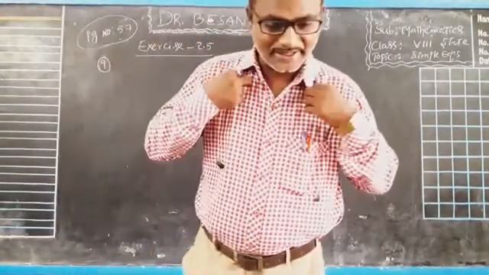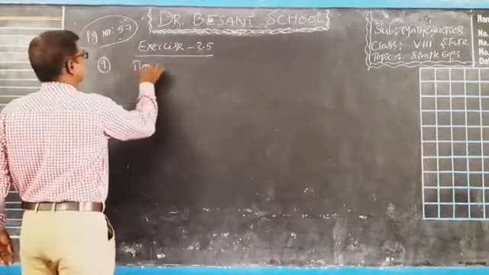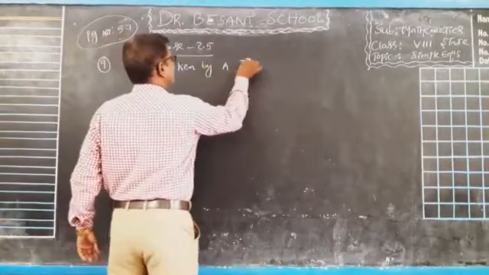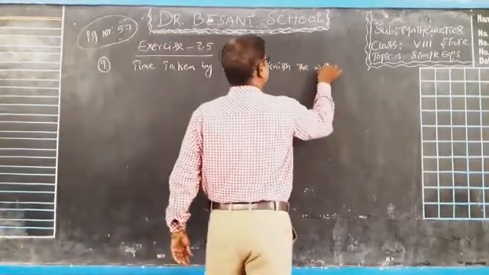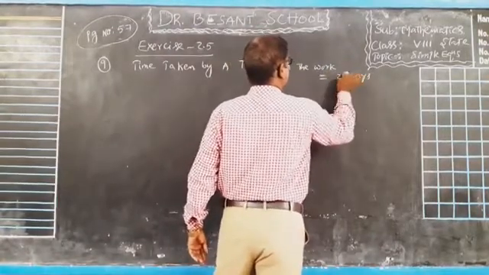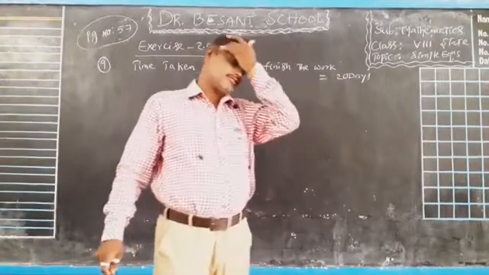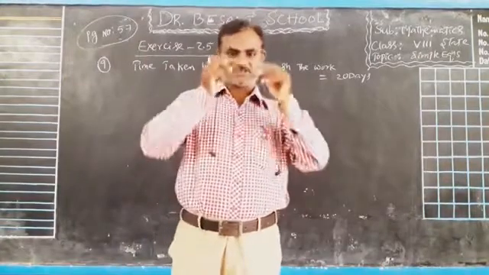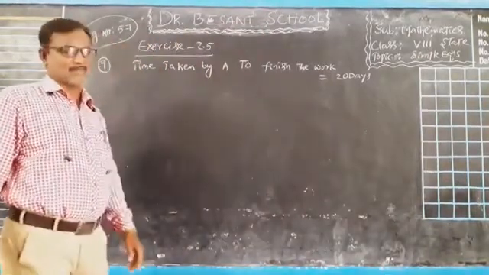Time taken by A to finish the work is equal to 20 days. Not 12 days, 20 days. Children, you see, time taken by A to finish the work is equal to 20 days. The portion of work done by A in one day is equal to 1 by 20th part.